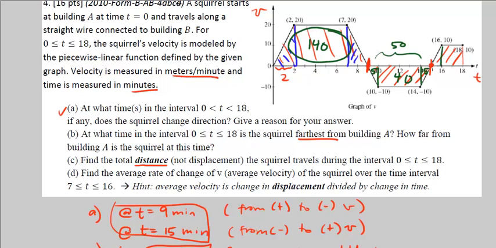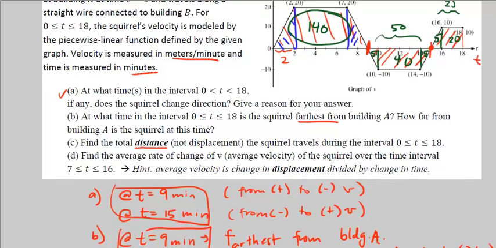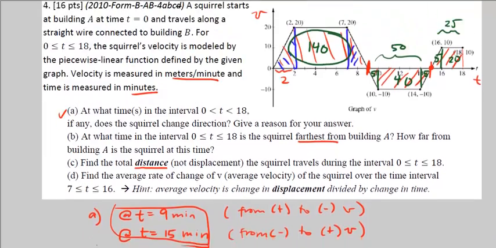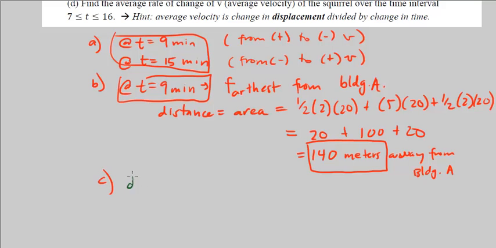And this triangle here is 1/2 times base of 1 times height of 10. So that's another 5. And here we have a rectangle with a base of 2 and a height of 10, so that's 20. So this one is 25 meters that he travels back away from building A. So his total distance is 140 plus 50 plus 25. So distance is equal to the area.